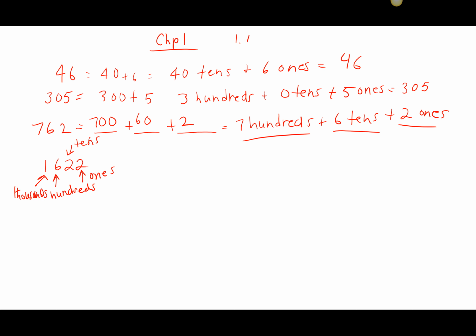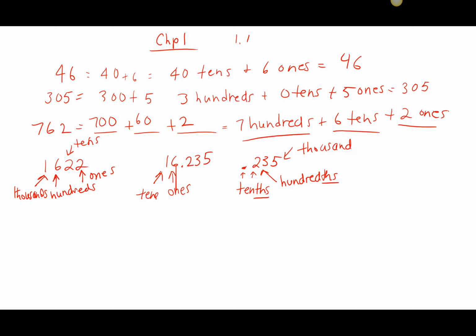But what if you had something like 16.235? Okay, so you have a point here. We know that that's ones and that's tens. But what about this 2.235? Anytime you have a number after the point, that's going to be tenths, T-H-S. That's going to be hundredths, again T-H-S, and that's going to be thousandths. And so that T-H-S kind of gives you that, okay?